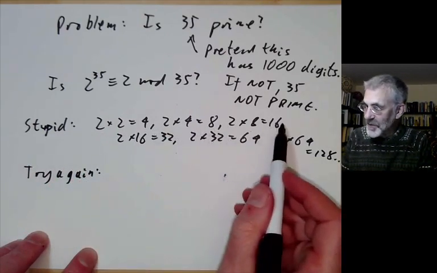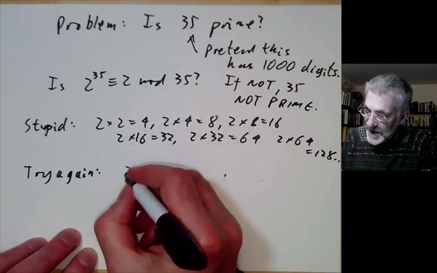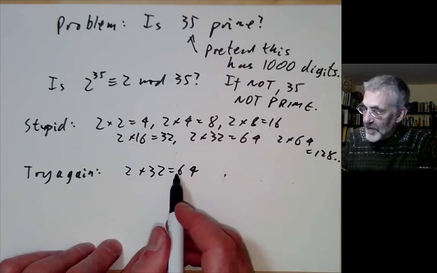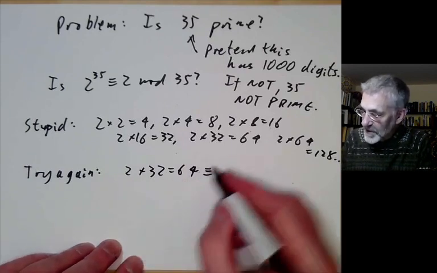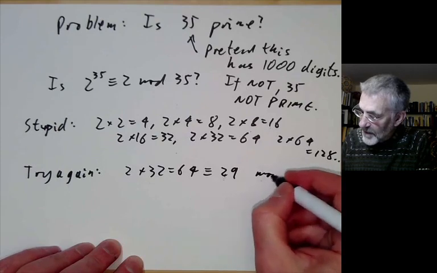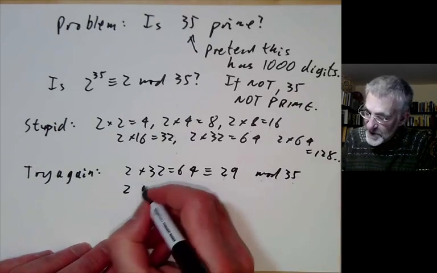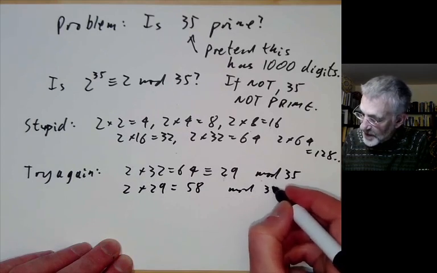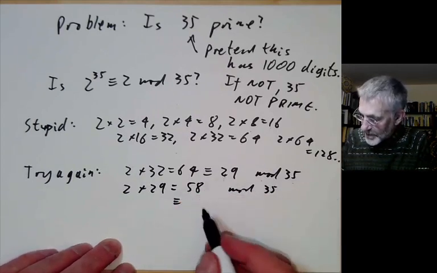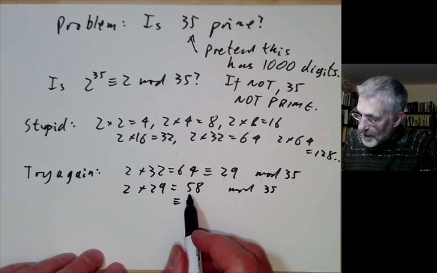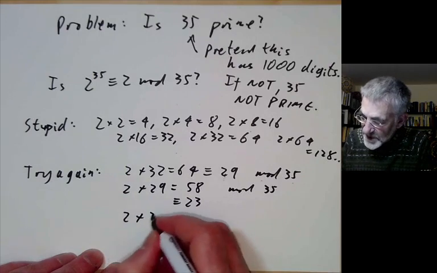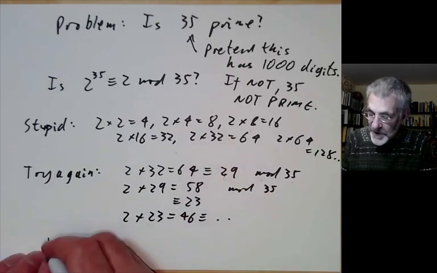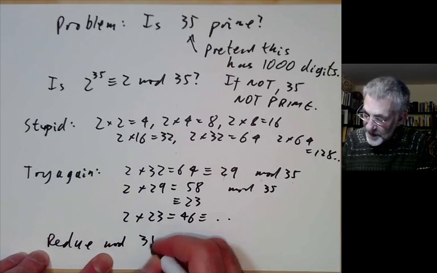Here I'm going to go up to 2 times 16 equals 32, and then 2 times 32 equals 64. But now I can reduce this modulo 35, so this is congruent to 29 modulo 35. And then instead of taking 2 times 64, I'll take 2 times 29, which is 58, which modulo 35 is congruent to 23. Then 2 times 23 is 46, which is congruent to something else, and I can go on like this. So we reduce mod 35 each step.